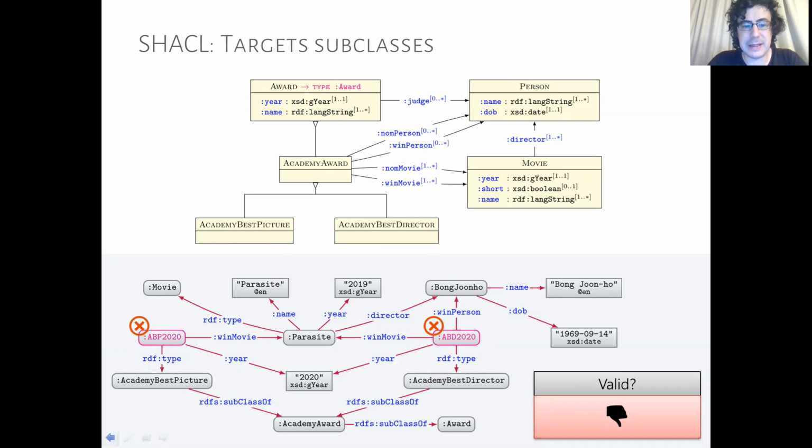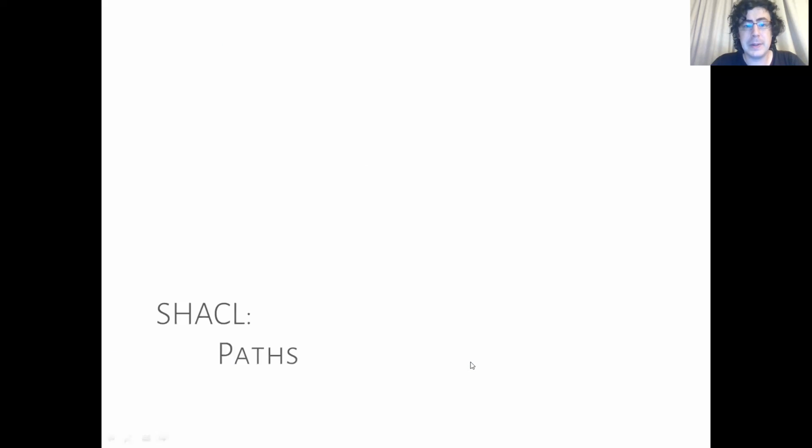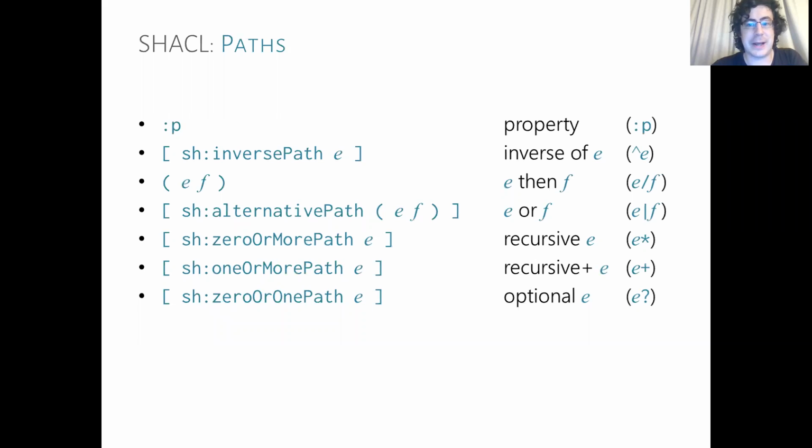Okay, so it's not valid. These two nodes fail to satisfy the shapes that target them. So, okay, we've seen targets. We mentioned that property shapes require a path, and that somehow defines, based on the current node, how we traverse to the related nodes to check them.